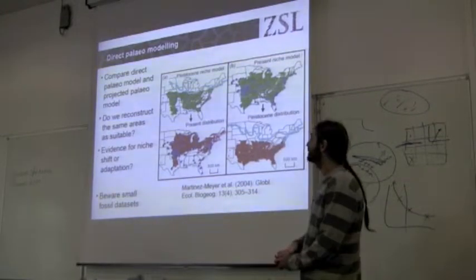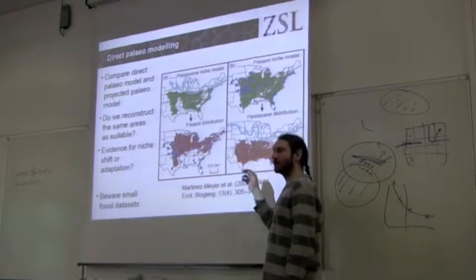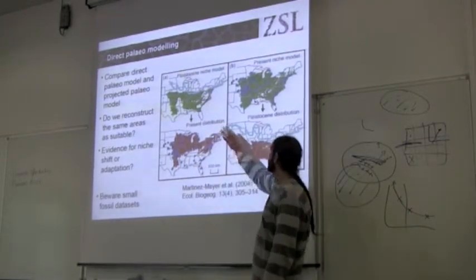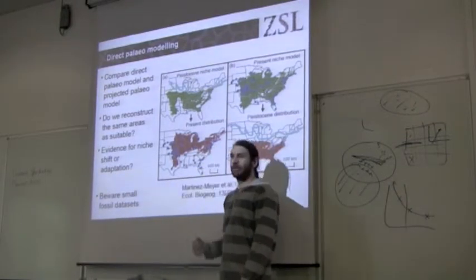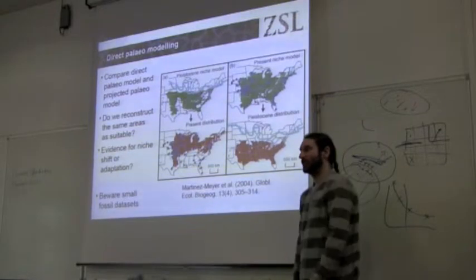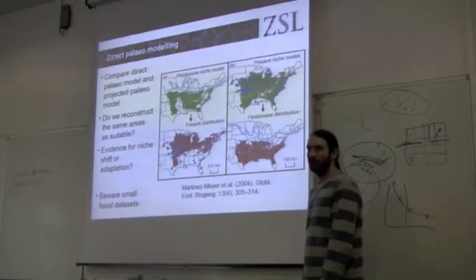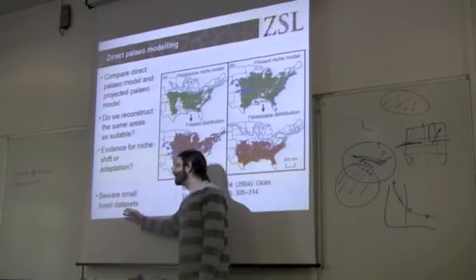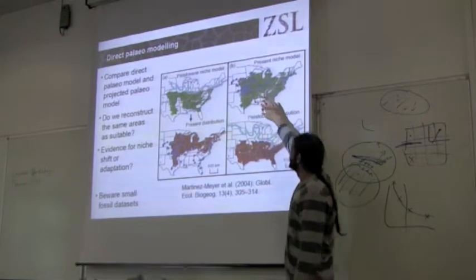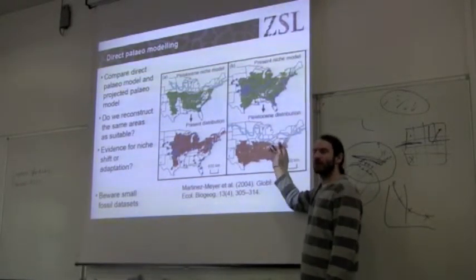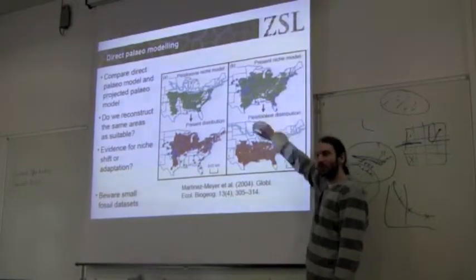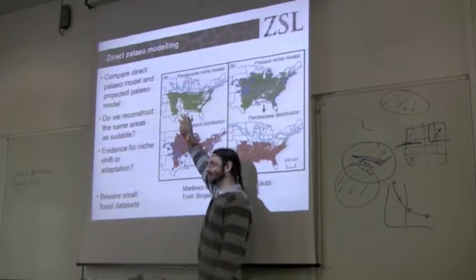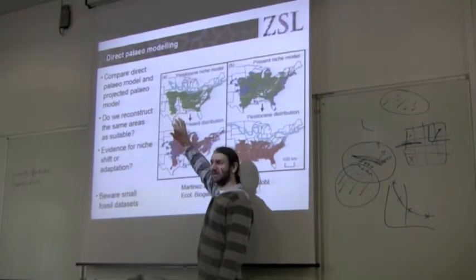So we compare our reconstructions based on our two different directions of modelling. Do we reconstruct the same areas as suitable? We can test for this. If it's different, is this evidence of a niche shift or adaptation? It's certainly worth a discussion. But we need to be aware of small data sets. In this direction, having a few records for validation is generally safer, because we can say whether we predict them or not. But building a model based on a small number of data points, that's where we are on really shaky ground.